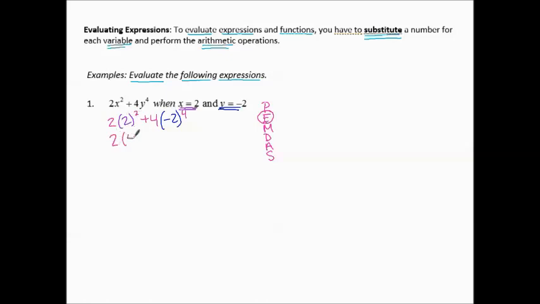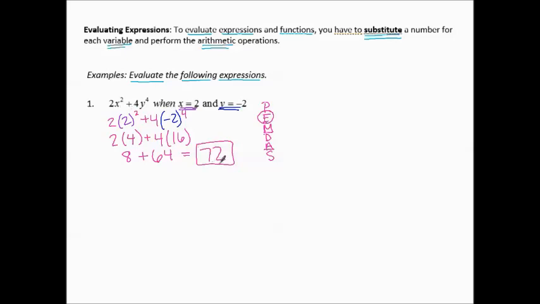So I have 2 times 4 plus negative 2 to the fourth power, which is going to be 16. Now I can multiply. 2 times 4 is 8, plus 4 times 16 is 64. Then I can add. 8 plus 64 is going to be 72. So after evaluating this expression, I get 72.